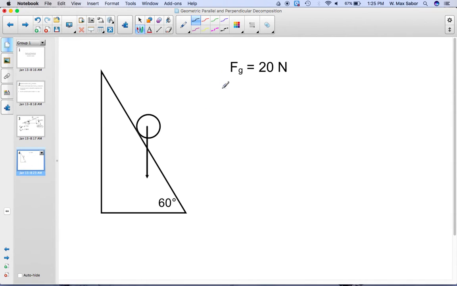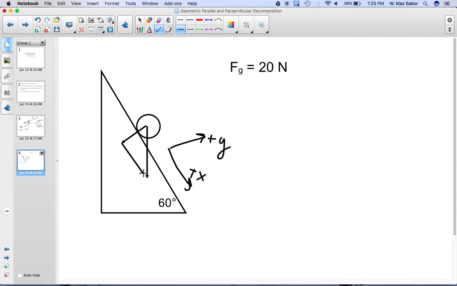Here we have another case of weight, where the weight is 20 newtons. Let's assign this to be the positive x direction, and this is going to be the positive y direction. So parallel, perpendicular. If we decompose this into parallel and perpendicular vectors, there's the perpendicular part, there's the parallel part.